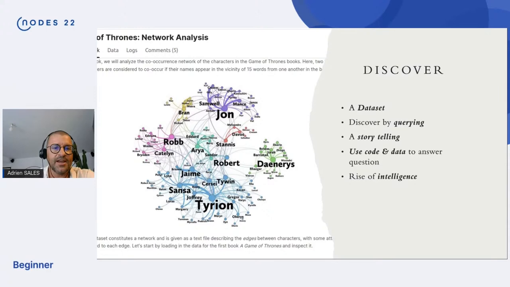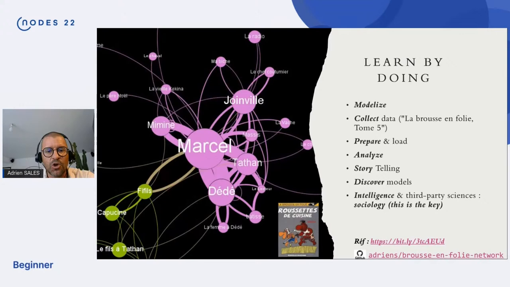So in New Caledonia, there is a comic book, and I decided to implement it the same way as Game of Thrones and see what could happen. It's a paper book, so I had to model the data. I took inspiration from the Game of Thrones storytelling, and started to model characters and interactions between characters. Then I had to collect data, which was a manual process, switching pages and typing the data on my laptop. Then I prepared the data in CSV.